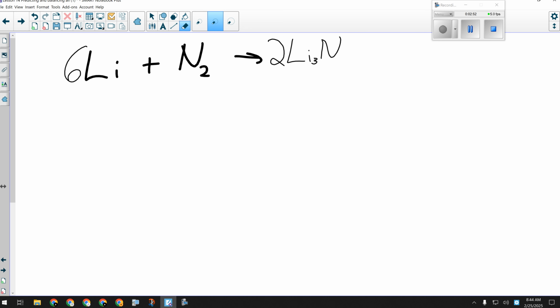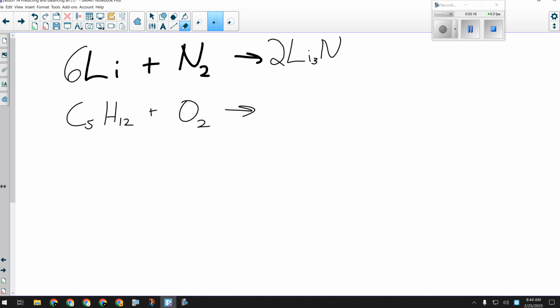All right, so what about this one? What if I had, no, not carbon. Well, let's do a carbon one. C5H12 plus O2. What kind of reaction would that be? Combustion. That's a combustion reaction.